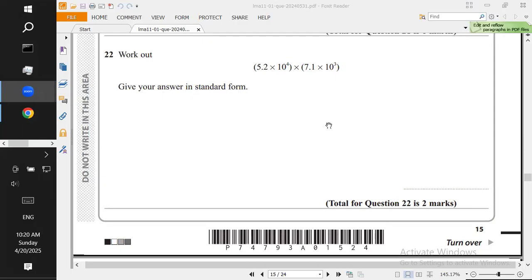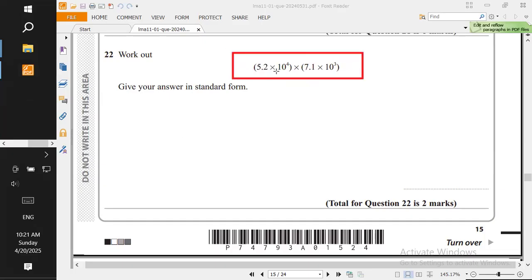In this video, we're going to talk about the Achievement of Year 9, May 2024, section B, question 22. Question 22: work out this and give your answer in standard form. Now, you have many methods to answer this question. The first method is the fast method, in which you multiply the whole thing using a calculator, and it will give you an answer, and then you turn it into standard form. Let's do this method first.